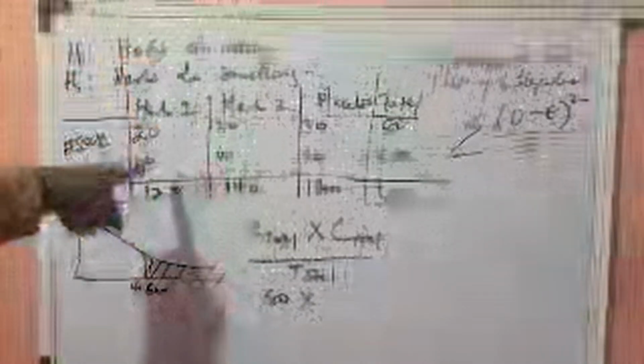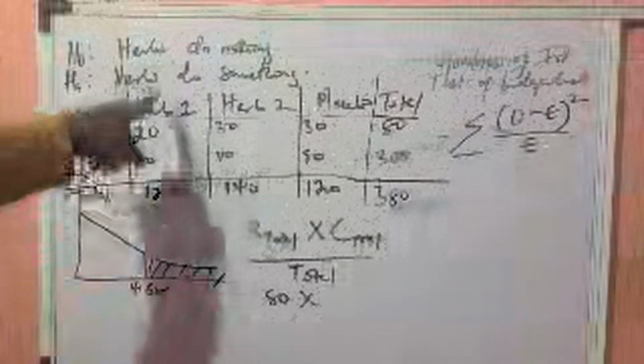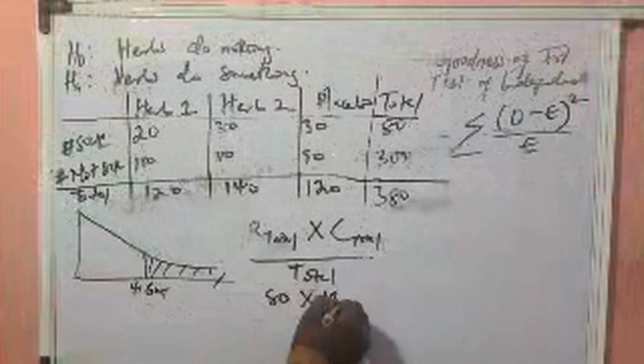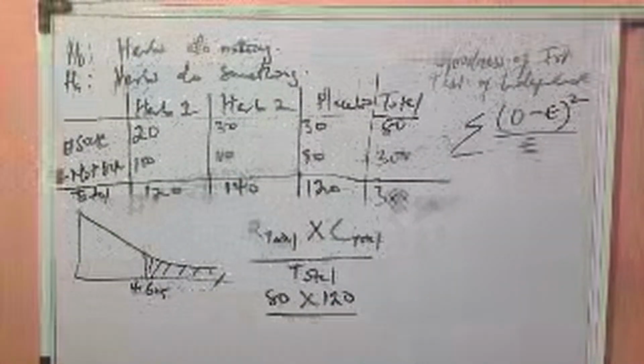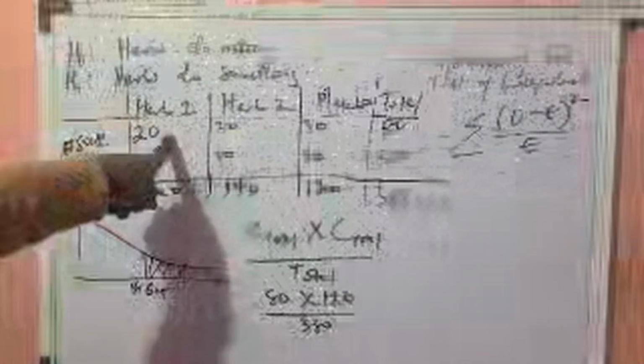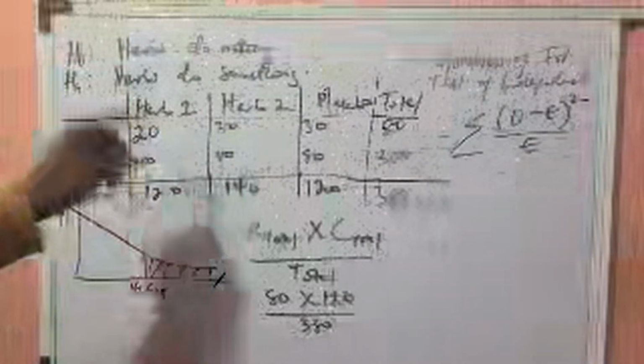Column 1. You can see the column right here. What's the total under this column 1? 120. Now, what's the entire total? The entire total is 380. It is this calculation that will give you the expected value for the entry 20.